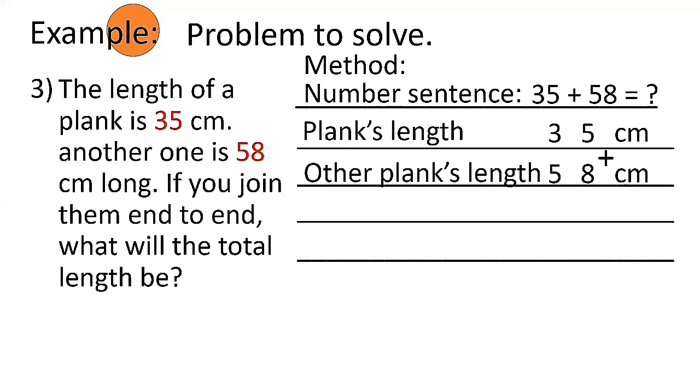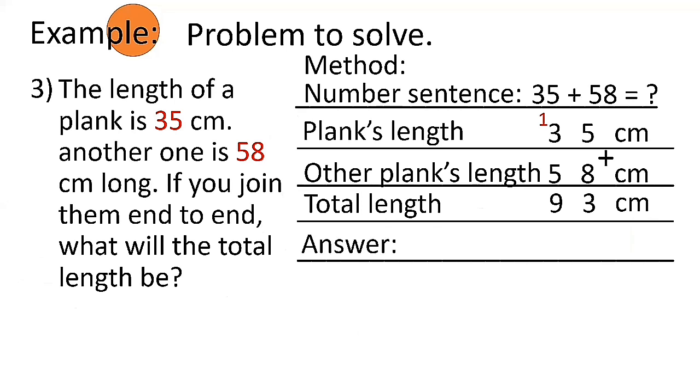Okay, so we can now add. 5 plus 8 is equal to 13, bring down 3 and carry 1 to the tens place. 3 plus 5 is equal to 8 plus 1, that is 9. So if you join them end to end, what will the total length be? Okay, so the total length is 93 cm or 93 centimeters. And our answer here is 93 cm.